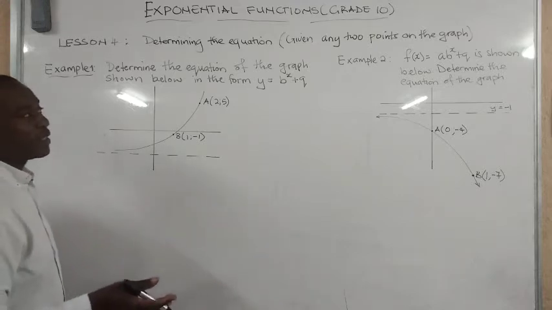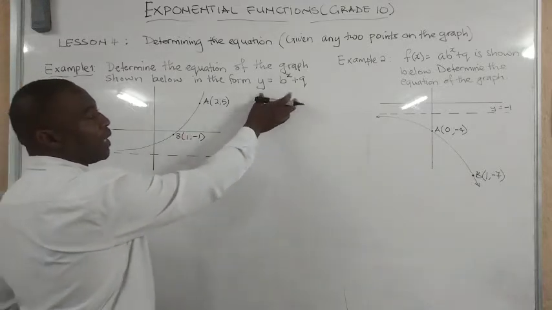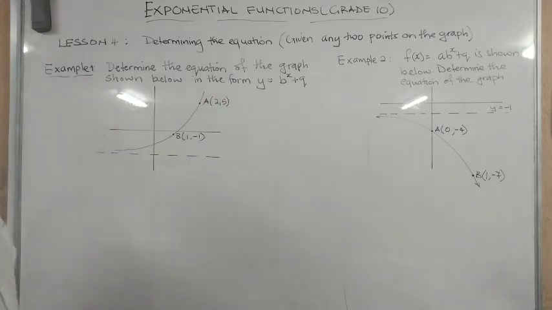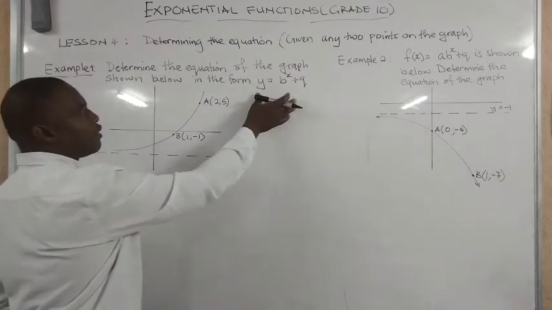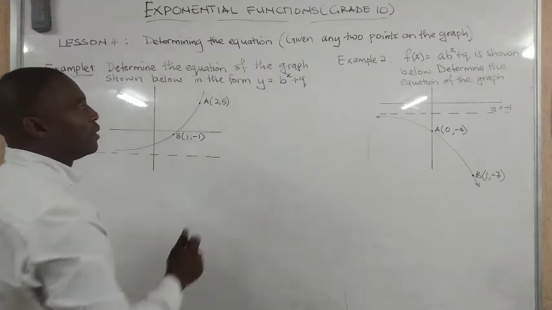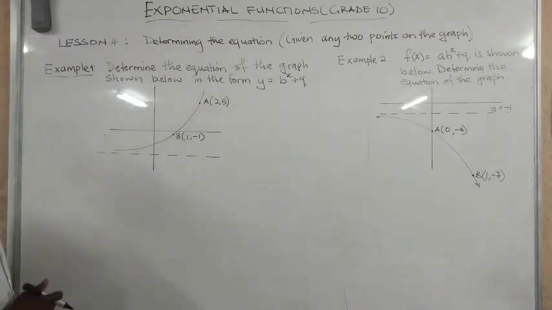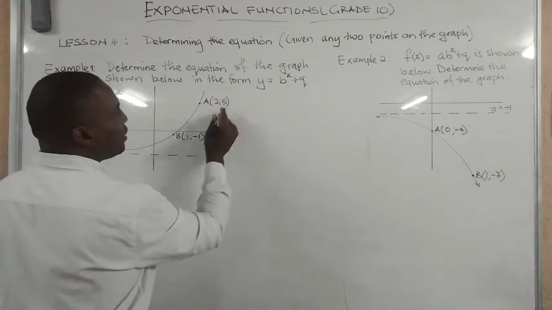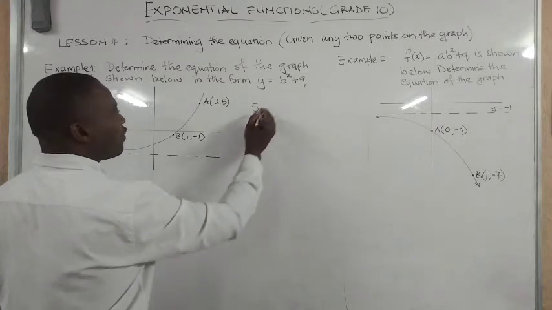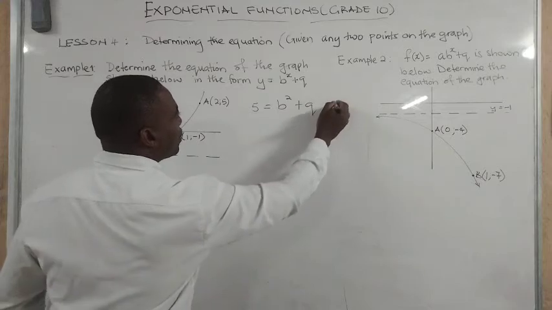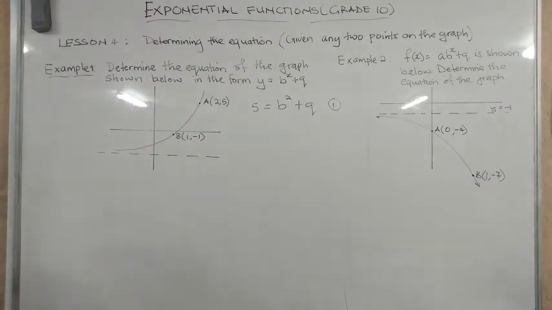So it is quite obvious that when you see a point on the graph, in order to determine b and q, you have to use the coordinates of that point in the function. So let's substitute x by 2, y by 5, and create an equation. That would mean it will be 5 is equal to b to the power 2 plus q. So we have created one equation.